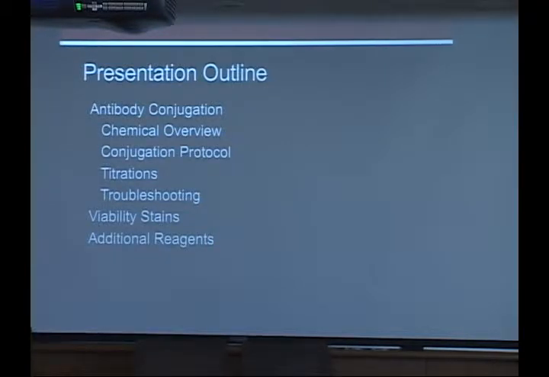So I'll start with a chemical overview of the coupling chemistry that we use to tag antibodies. I'll go through our conjugation protocol for how we actually execute that chemistry, talk a bit about how we titrate antibodies and validate them to ensure that they're actually binding to the target of interest, and then tell you a little bit about how we troubleshoot when things don't seem to be working as well as we might hope that they should be. And then I'll touch a little bit on some of the other reagents that we use for CyTOF application that are not antibody-based.